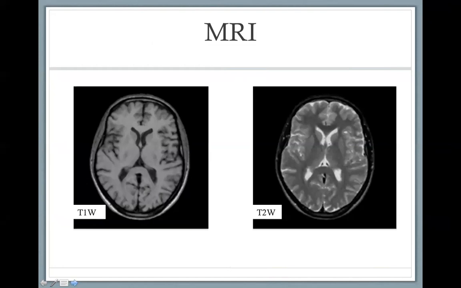MRI, we talked about that in the previous lecture. We said on a brain MRI, we see the white matter as a bright signal on T1 because it's sensitive for fat. It appears darker on T2 compared, for example, to the CSF or even to the gray matter.